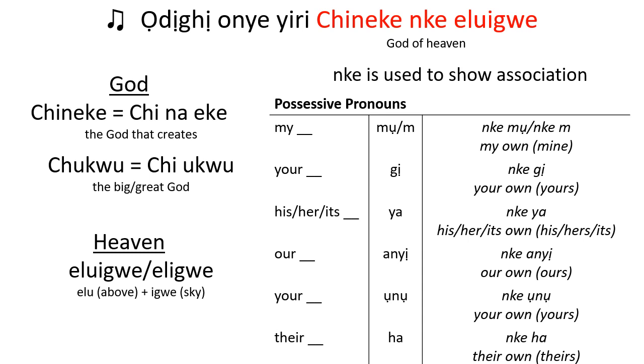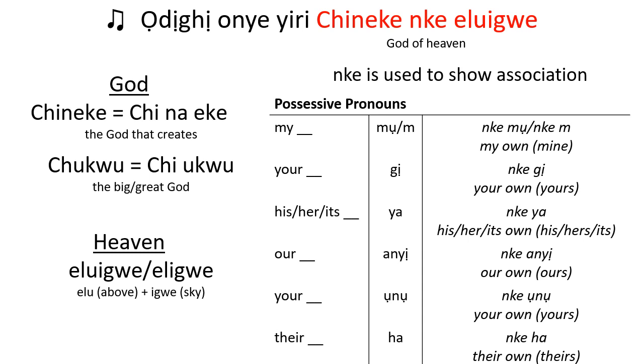If we stretch out this example, instead of saying Ọdi Onye Yiri Chineke nke eluigwe, we can also say Ọdi Onye Yiri Chineke nkem, no one resembles my own God. Ọdi Onye Yiri Chineke nke gị, no one resembles your own God. Ọdi Onye Yiri Chineke nke ya, no one resembles his own, her own, or its own God. Ọdi Onye Yiri Chineke nke anyị, no one resembles our own God. Ọdi Onye Yiri Chineke nke unu, no one resembles yours own God. And Ọdi Onye Yiri Chineke nke ha, no one resembles their own God.